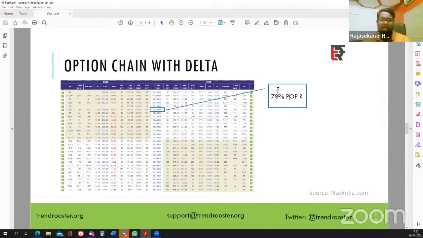Then probability of profit is just for the minute. After that, the probability of profit goes away. Is that clear? Shall I go on to the next slide?